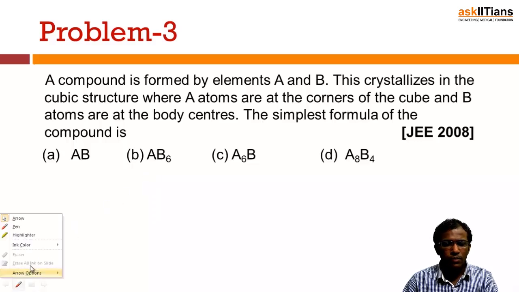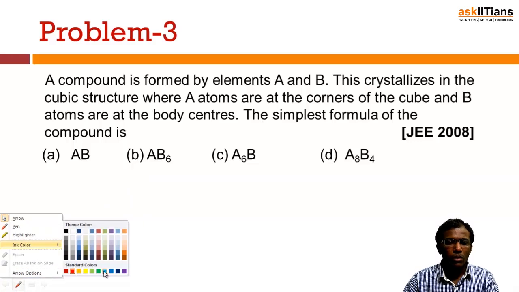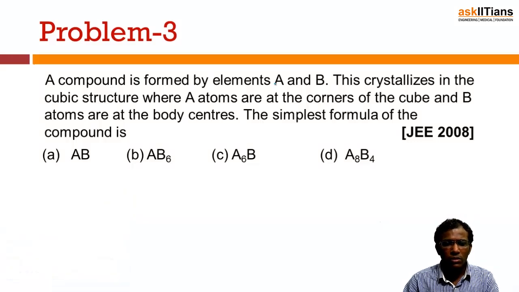So let's find out the answer. Elements A and B. So first always write A and B. A atoms are at the corners of the cube. So it will be 1/8 into 8, which is equal to 1, and B atoms are at the body center. B, which is present at the body center, will completely belong to the unit cell. So the number of atoms of B will be 1.